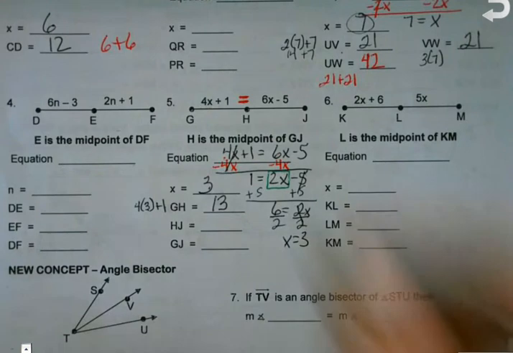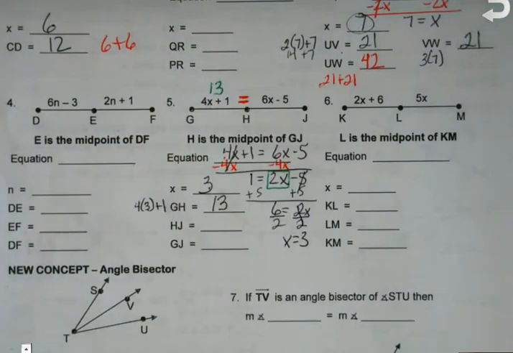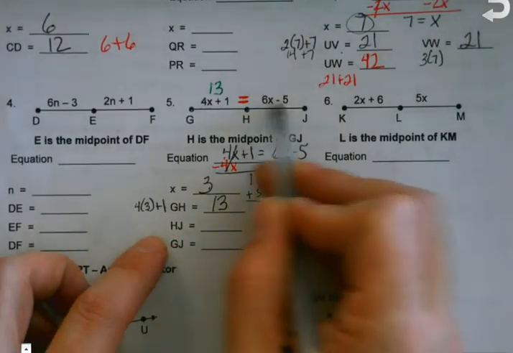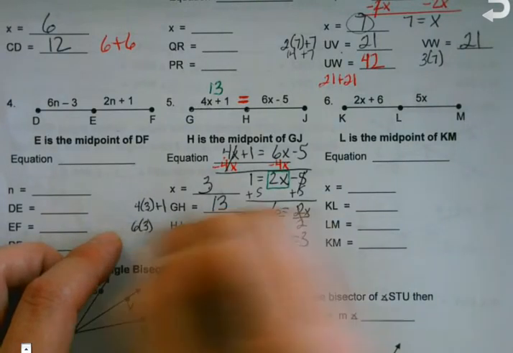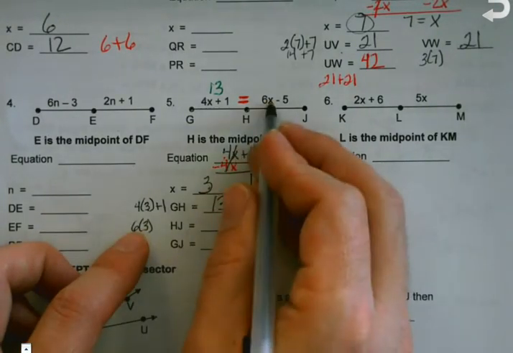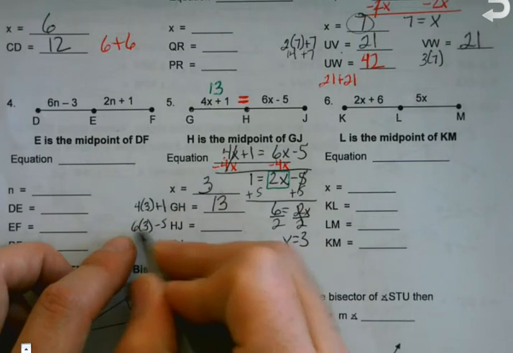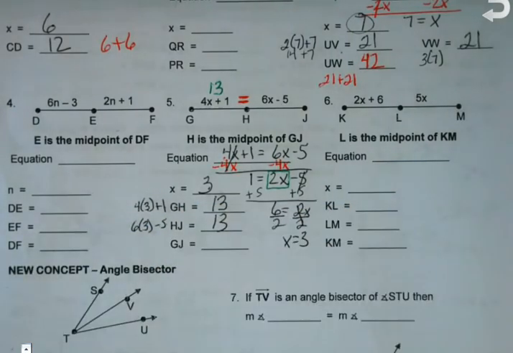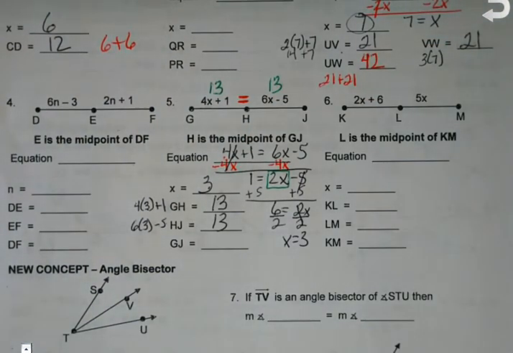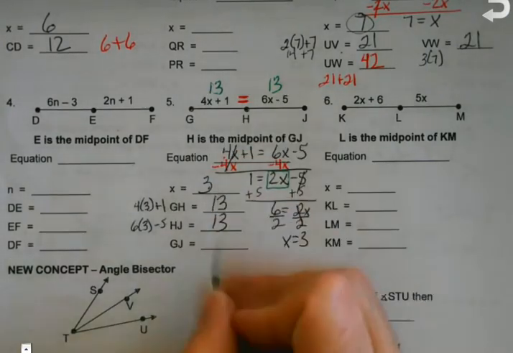Now again, cool thing about midpoint. I know now that HG should be 13. If I did this right, it will be. So let's find out. Here's my HJ, 6x minus 5. I plug in the 3 that I know x is for here. 6 times 3 is 18, minus 5 is 13. So that's 13. And then to find GJ, the whole thing, just add those two together.